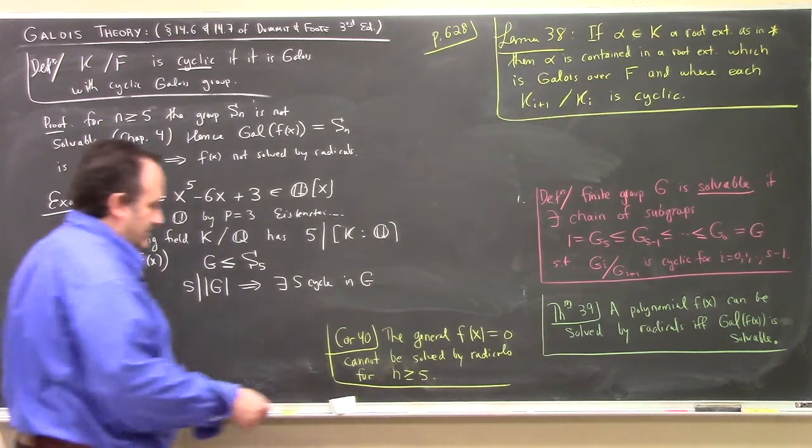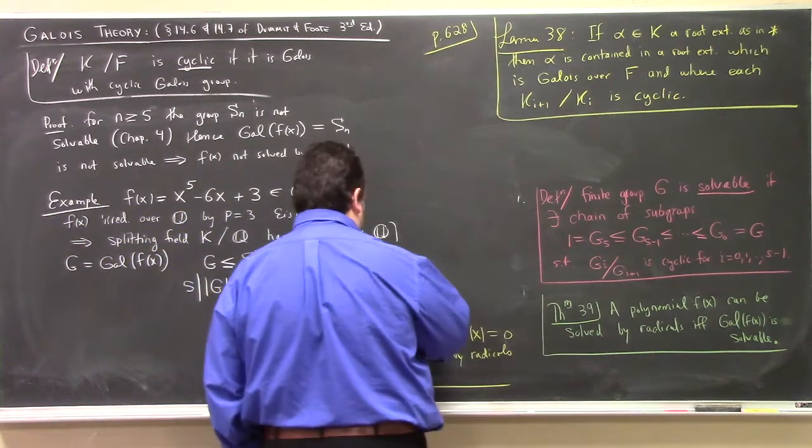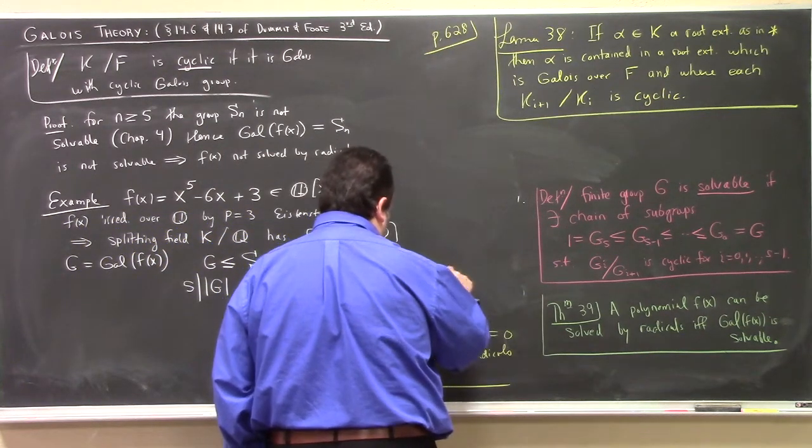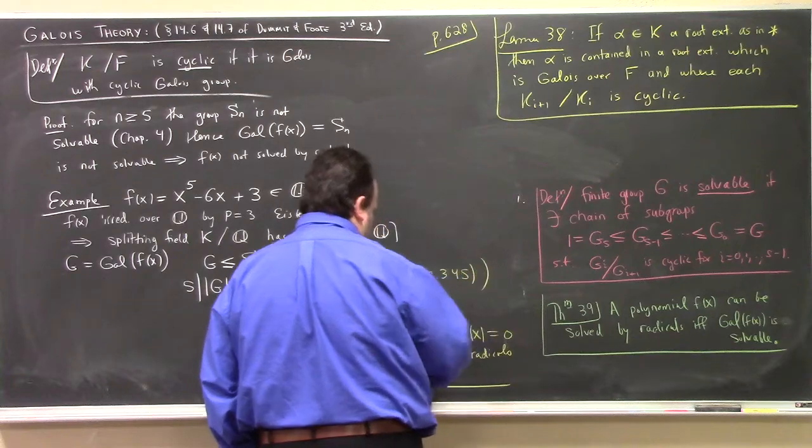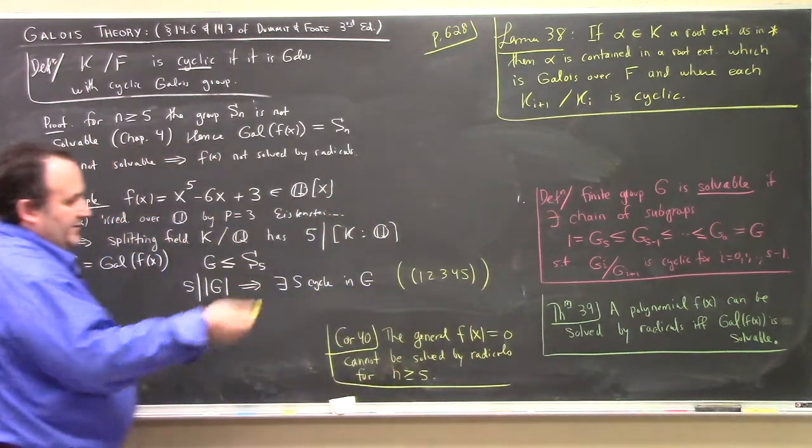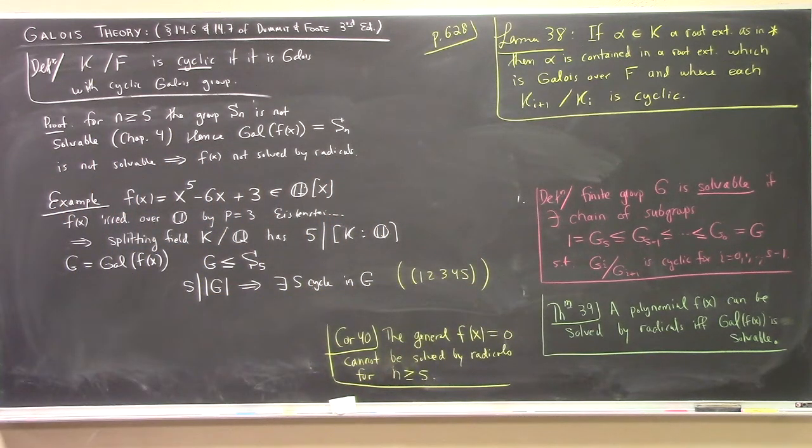So just for the sake of making that not so abstract, that's something like (1 2 3 4 5): 1 goes to 2, 2 goes to 3, 3 goes to 4, 4 goes to 5, 5 goes to 1. And we're, of course, as usual, using that as a notation for the isomorphism that permutes the roots that have been enumerated 1 through 5. There are 5 because it's a 5th degree polynomial.